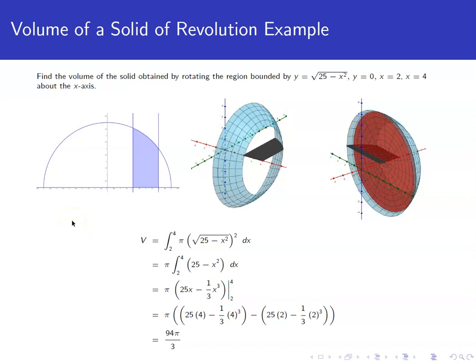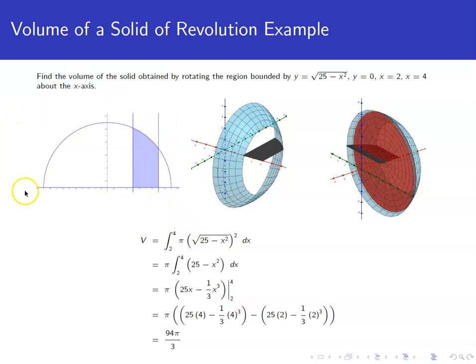In this video, we're going to look at finding the volume of a solid of revolution. So we've got the function y equals root 25 minus x squared. The region that we're interested in is going between that function and the x-axis, and then in between the lines x equal to 2 and x equal to 4, and we're going to rotate about the x-axis.